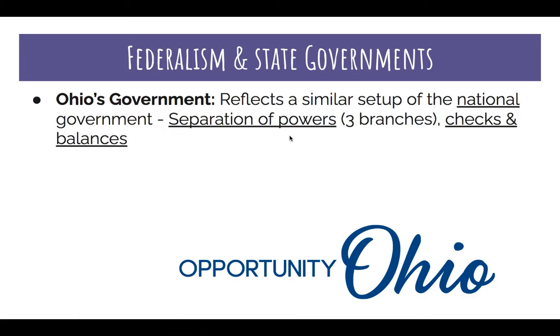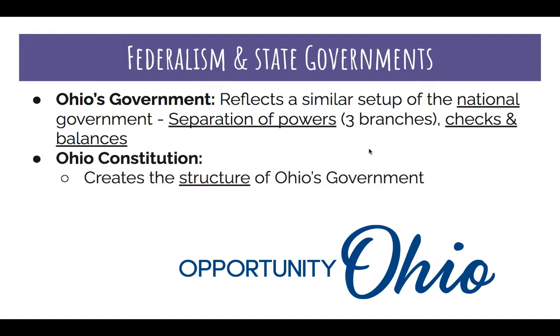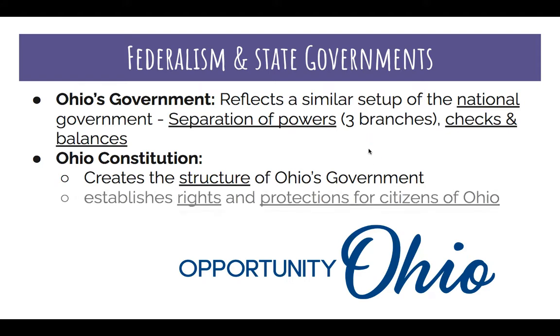Now, Ohio's government reflects a similar setup of the national government, right? Like these 50 states, yes, they have their own powers. However, most of them do reflect the same setup of the national government. Most of them have separation of powers, including Ohio. There are three branches. And there are checks and balances between those branches as well, just like we see in the national government. The Ohio Constitution creates the structure of Ohio's government. It's going to outline what that is and establishes rights and protections for citizens of Ohio specifically.